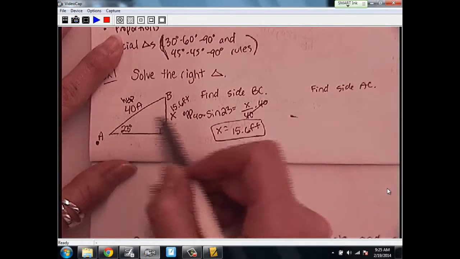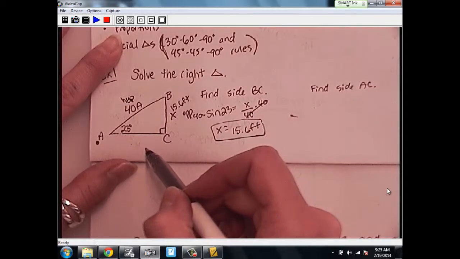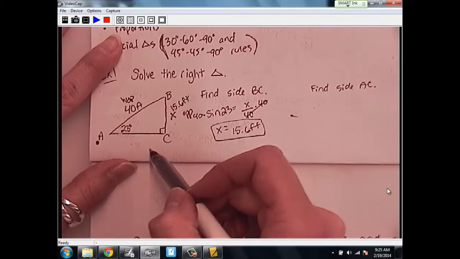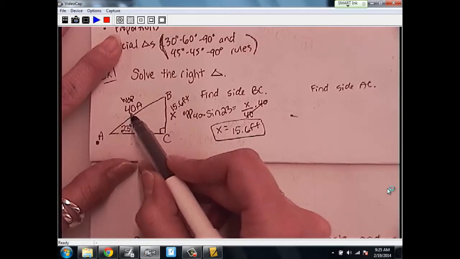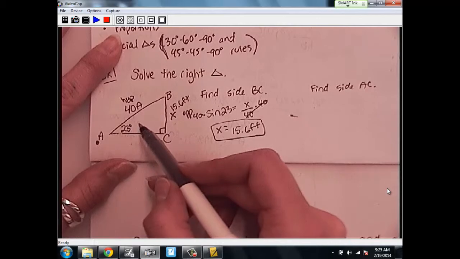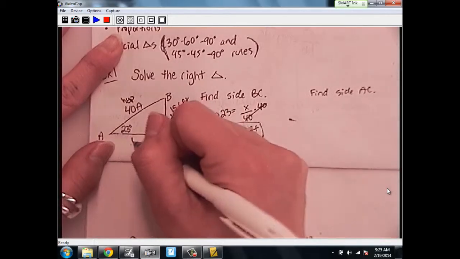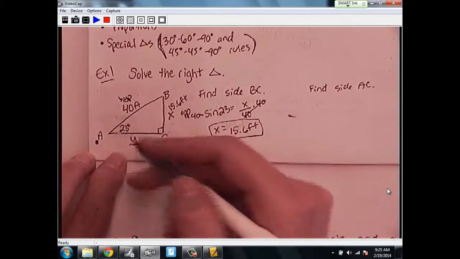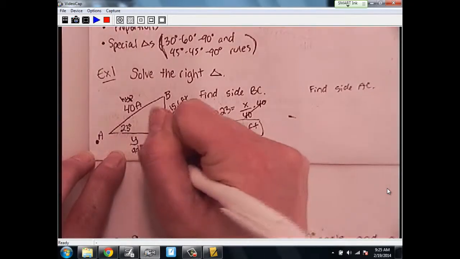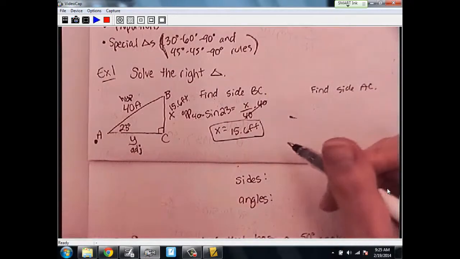So now I have two sides. How could I find the third? Could we do Pythagorean theorem? A squared plus B squared equals C squared? Yeah, we could. To me, that takes a little bit of work. I'd prefer to do this. But you can do it however you want. I'm going to call this one Y. And based on angle A, this is the side adjacent. I just think this is a little quicker.